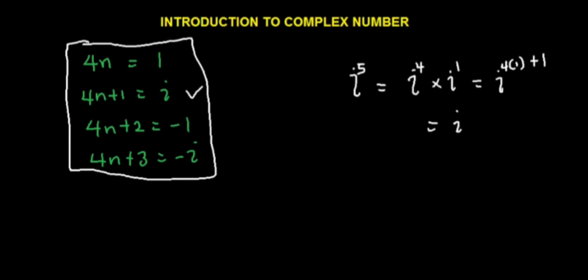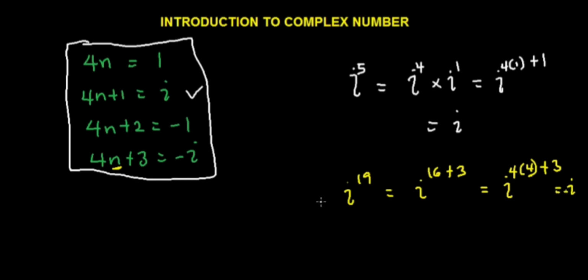Suppose I have another thing like i raised to the power of 19. Okay, that will be what? i to the power of 16 plus 3, because the multiple of 4 is 16, so I have 4 times 4 plus 3. That means this n that you are seeing here is that 4, and this is the plus 3. So i^(4n+3) is minus i.